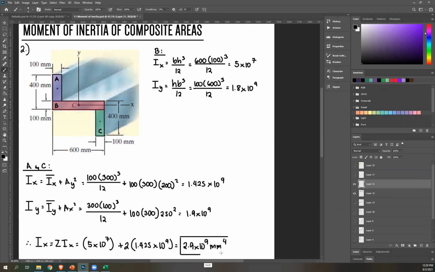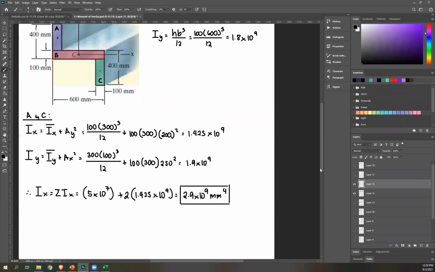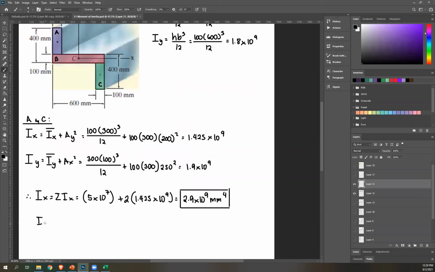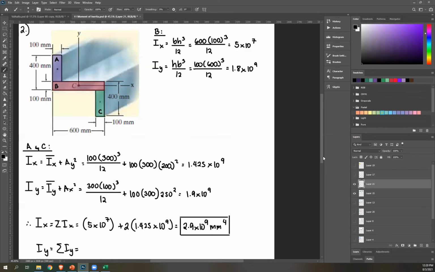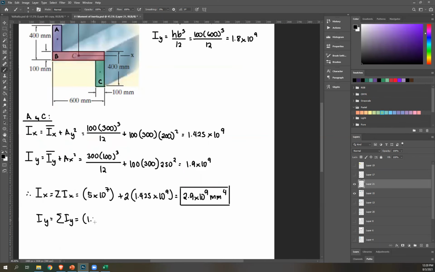Now let's do the same for Iy. Again, that's just a summation of moment of inertia y. So 1.8 times 10 raised to 9 plus twice 1.9. Please solve. What's the answer?